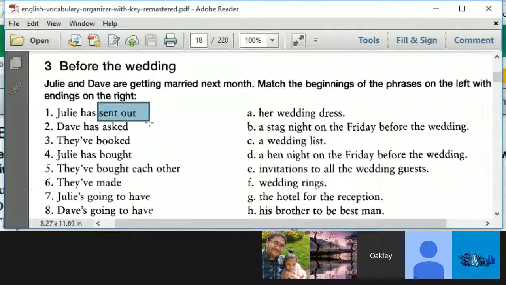"Send" is the simpler verb form. You know, you send an email, you send a letter. "Send out" just emphasizes the fact that you're sending something to many people. So, invitations to all the wedding guests? There you go, you're right. Many invitations. That's right.